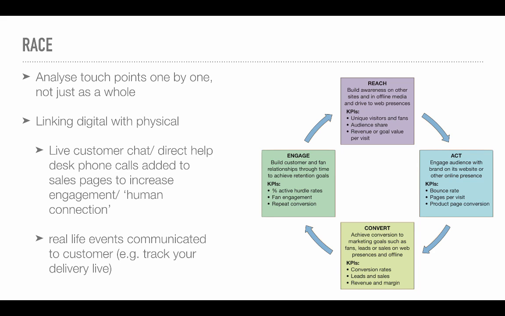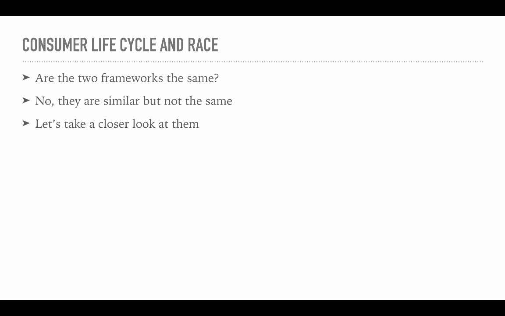So these bullet points are really what we're interested in. We look at these things, the nitty gritty. And finally, we engage. So build customer and fan relationship through time. So really making the goal better. So looking at fan engagement, repeat conversion, net promoter score maybe. So the question can be, well, is customer lifecycle the same as RACE? They're not exactly the same, but they're very, very close. I'd recommend talking about both of them critically together.